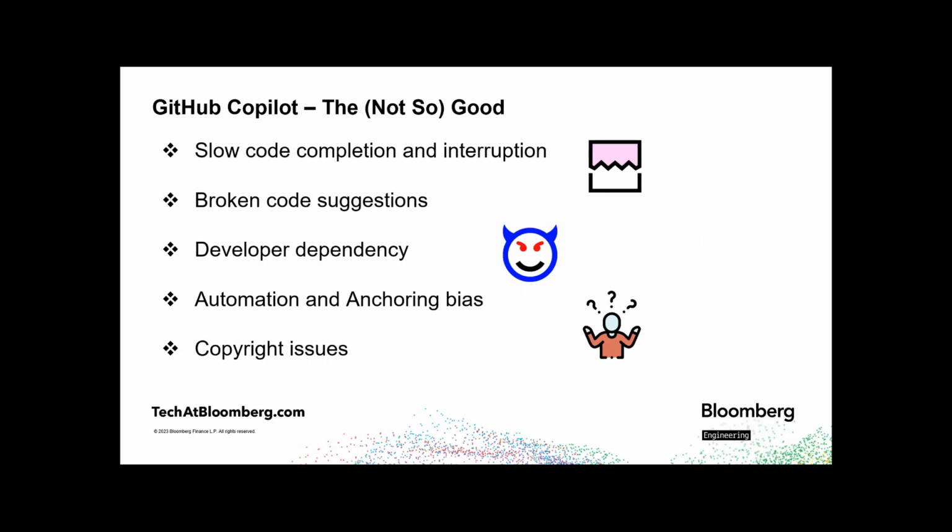One of them is slow code completion and interruption. So GitHub Copilot can tend to be interrupted. It kind of jumps itself in, showing those comments when maybe that's not what you were looking for. There could be lag time over the internet, where as you're typing, you're waiting for an answer, but you get that network latency to get an answer back.